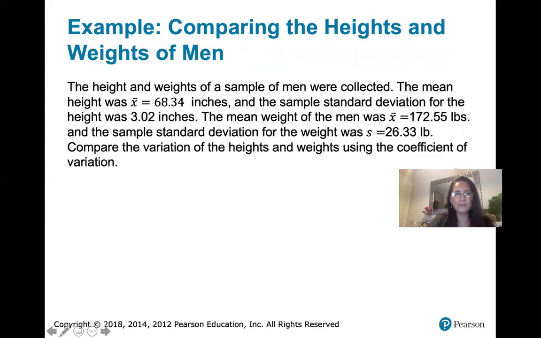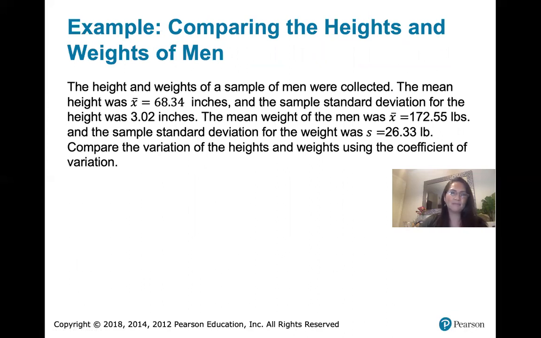So here's an example. Suppose the heights and weights of a sample of men were collected, and then the mean height was given to be 68.34 inches, and the sample standard deviation for the height was 3.02 inches. The mean weight for the men was given to be 172.55 pounds, and the sample standard deviation for the weights was 26.33 pounds. We might be interested in the difference between the variation in the heights and the weights. And I would encourage you to think just intuitively. Do you think heights tend to vary more than weights when you're talking about men? Or vice versa, do weights tend to vary more than heights?